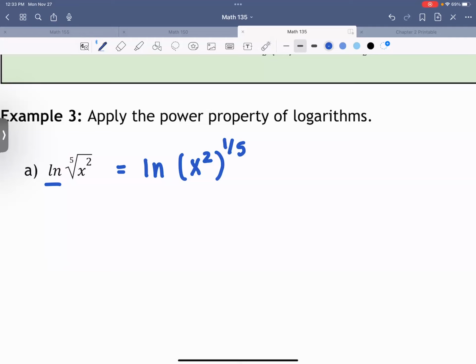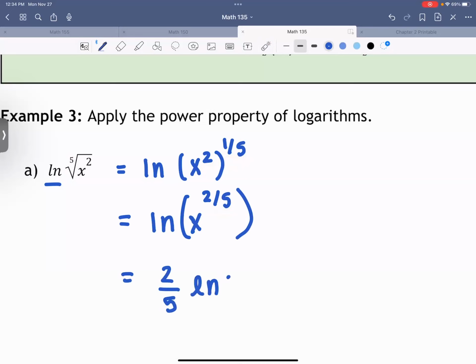Now let's see if I can simplify this before applying the rule. Does anyone remember, when we take a power to a power, what do we do with the powers? Multiply them together, right? This is bringing us all the way back to the beginning of class. So this would be x to the 2 times 1/5, which is 2/5. So what does the power rule say I could do with that 2/5? Move it to the front of the ln. So this becomes 2/5 ln of x.